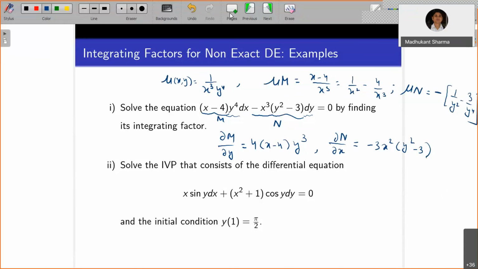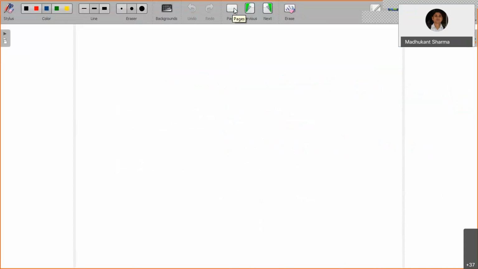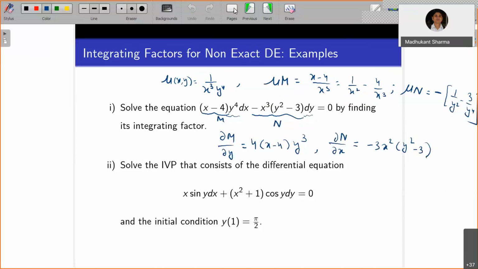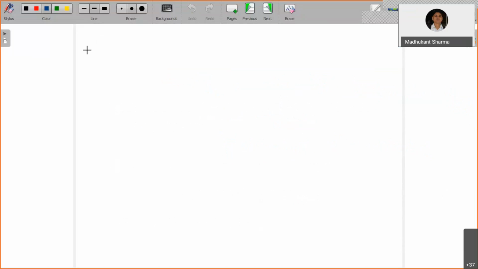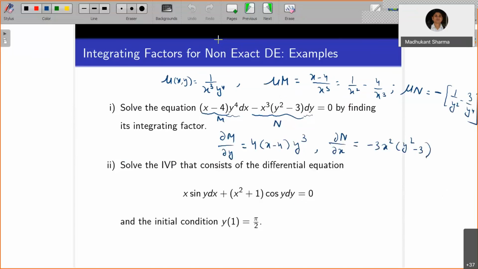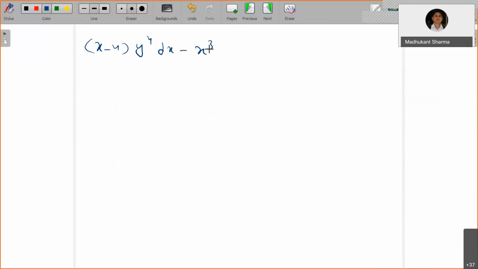Okay, so I'm now writing the resulting equation, and then you tell me whether y equals to 0 becomes a solution for this or not. So what is the resulting equation? I have, let me write it, (x minus 4) times y to the power 4 dx, minus x cube times (y square minus 3) dy equals to 0. For this, dou M by dou y is not equal to dou N by dou x. That's what we learned just now.